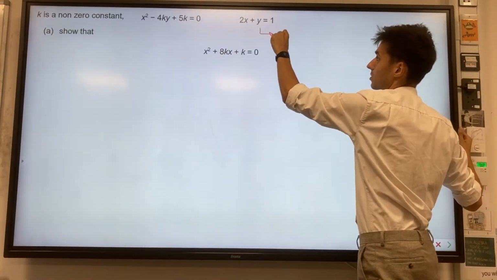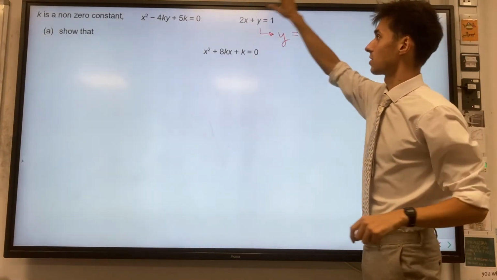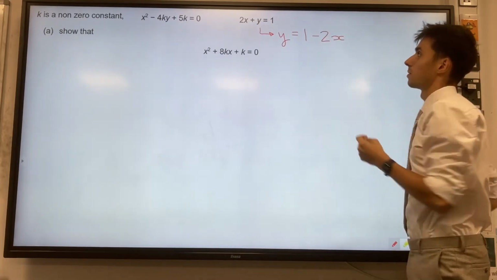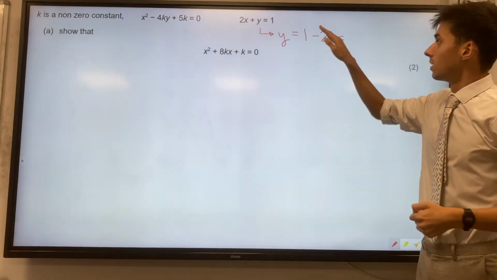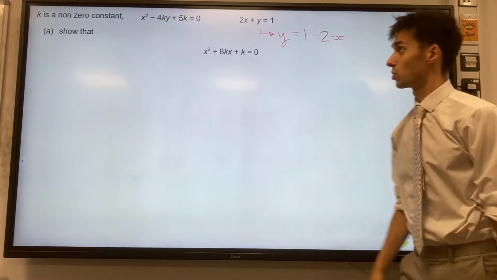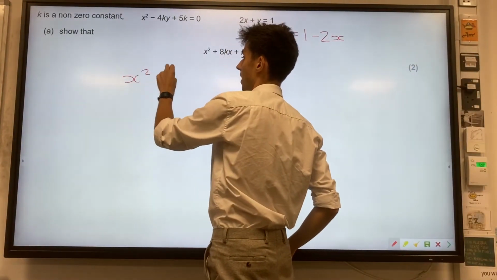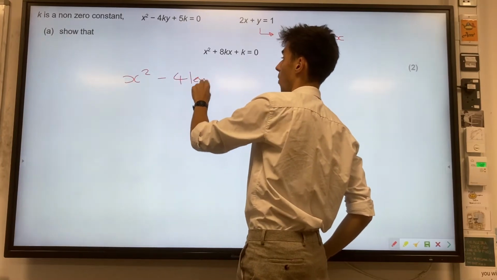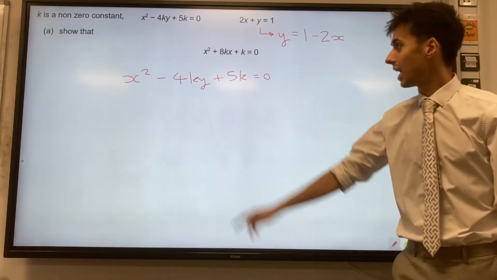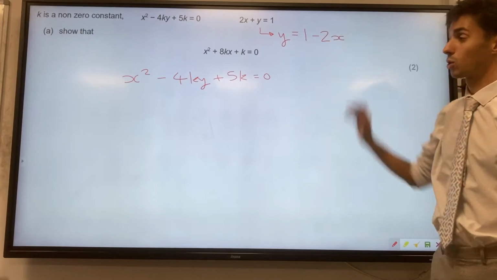So we're going to rearrange, instead of 2x plus y equals 1, we're going to take this 2x and put it on the other side. So y equals 1, take away 2x. Now we're going to substitute this y into our first of the two equations. So I'm just going to write out first what we did have. We had x squared minus 4ky plus 5k equals 0. And instead of y here, we're going to use our 1 minus 2x from the other equation.